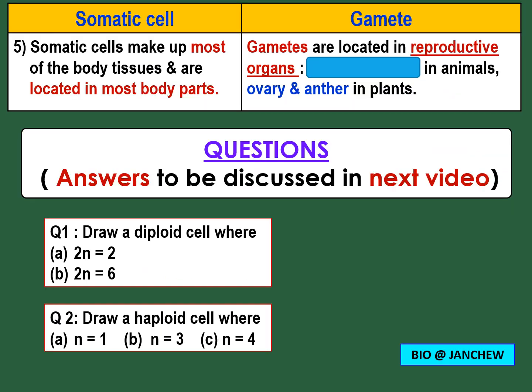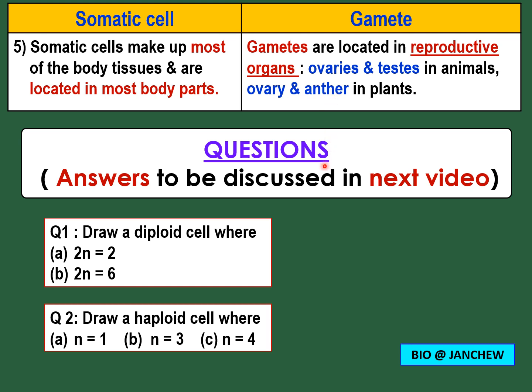The last difference between the somatic cell and gametes is that somatic cells are found in most of the body tissues, so they are located in most body parts, whereas gametes are located in only certain organs. These are the reproductive organs where they are formed. What are the reproductive organs in animals? Testes and ovaries. Okay, and ovary and anther in plants. These are the reproductive organs in the plants.